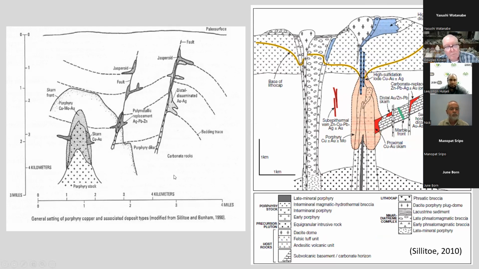Dick modified this model after spending time in the Philippines, and then subsequently again in a very classical, very seminal paper. And this was the published model in Economic Geology, which is a very good illustration of the spatial relationships of these various styles of mineralization with respect to porphyry copper centers.